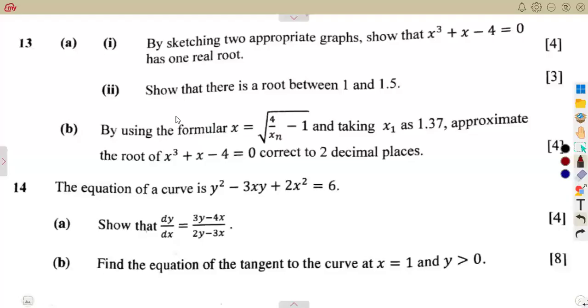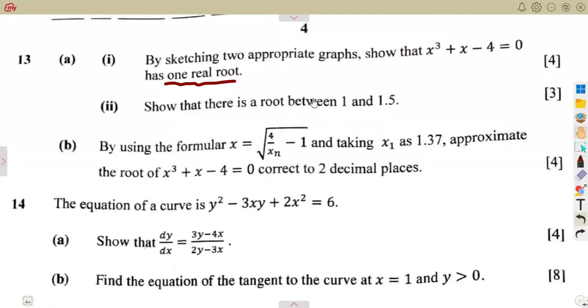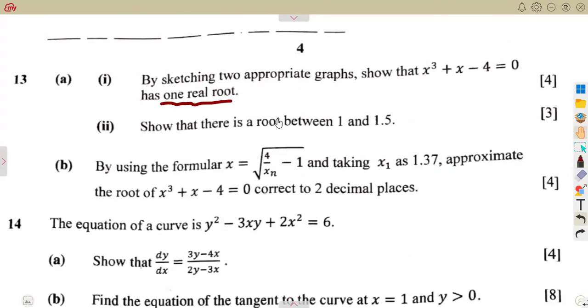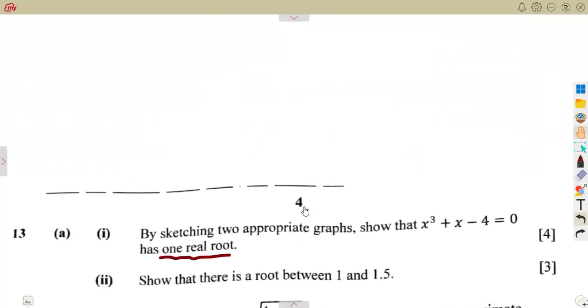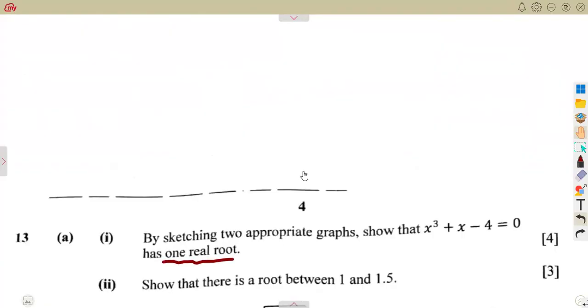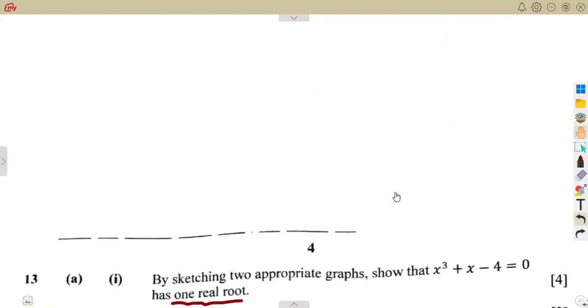All right. So number 13, we are now given: by sketching two appropriate graphs, show that x cubed plus x minus 4 equals 0 has 1 root. This is a question where you need to interpret the function that you are given. There are actually two functions. If you don't study that much, you think that it's just a single function. No, there are two functions there.